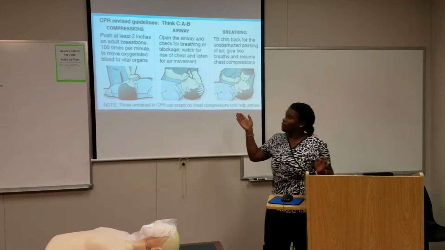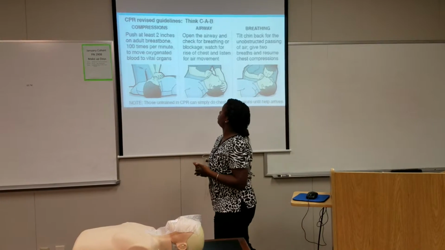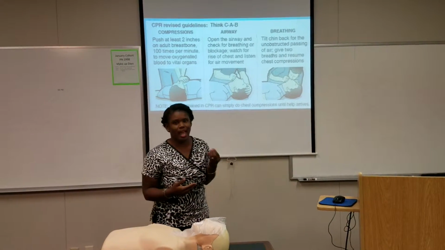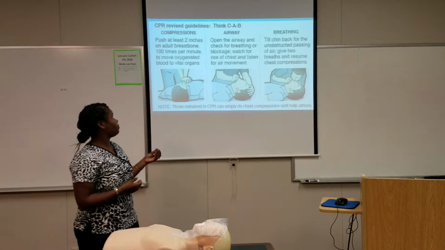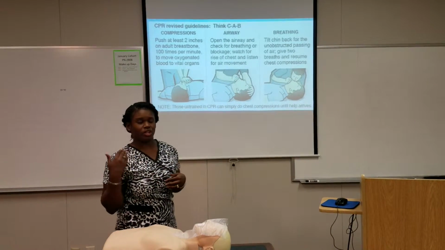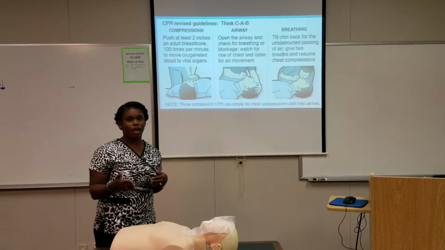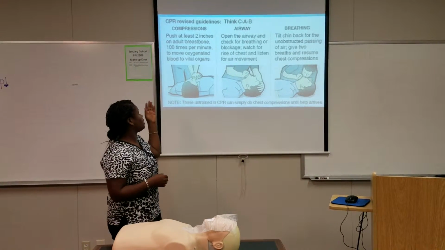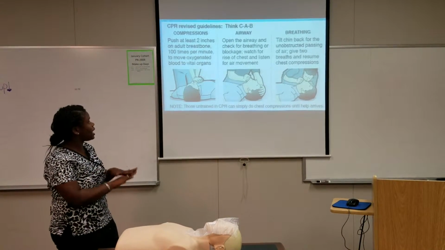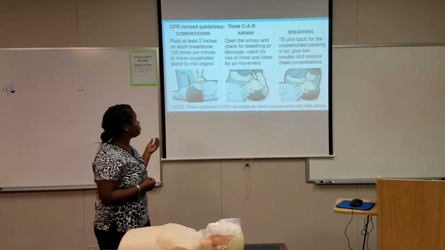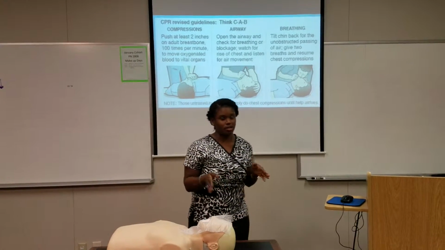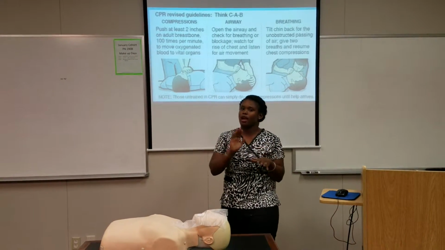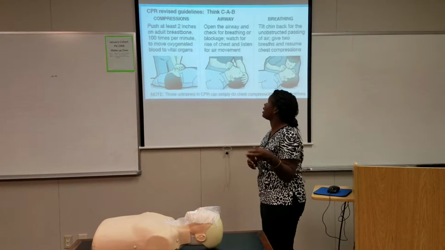When you think about CPR, the main guideline that we're trying to follow is CAB. That's an acronym standing for compression, airway, and breathing. Compressions, when dealing with an adult, you're pushing down 2 inches on the breastbone 100 times per minute to move oxygenated blood to the organs. I know that sounds like a lot, but it's not. I shall demonstrate it for you in just a second.